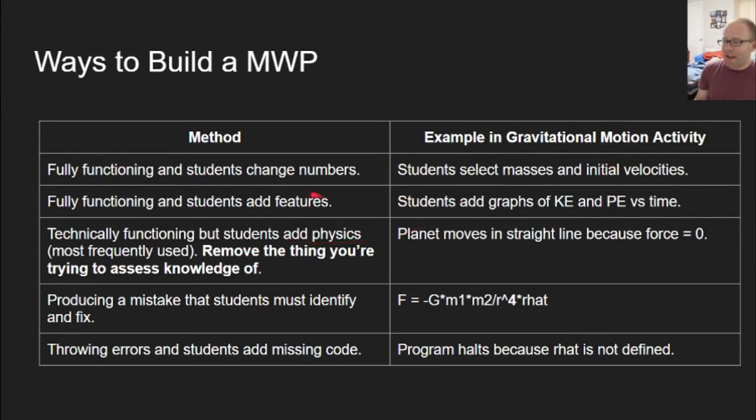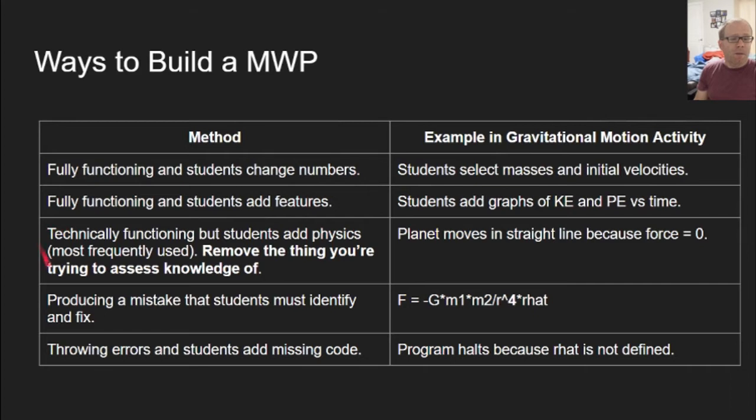One level deeper from that is you give the students fully functioning code and they add features to it. So this could be, you have your gravitational motion code, the planet's going around the star just fine, but you want the students to add graphs of kinetic energy and potential energy versus time so that they can watch the conservation of energy process in action.